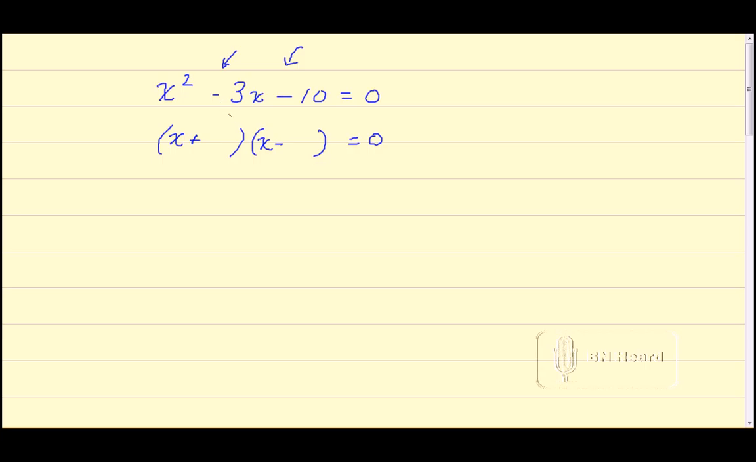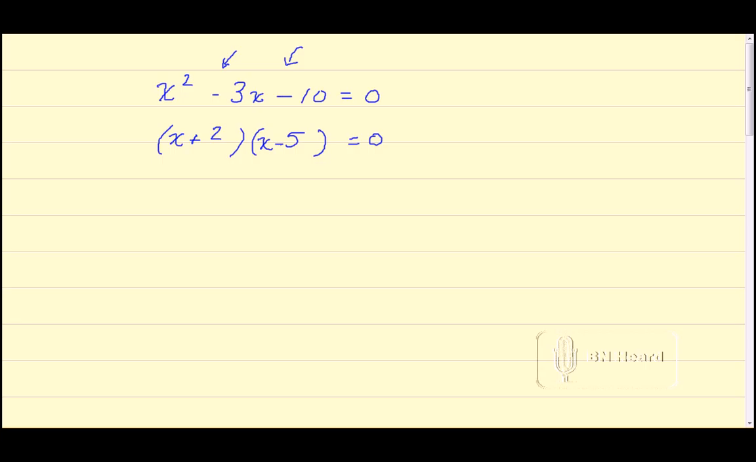Now, of course, those are 5 and 2 because 2 times 5 is 10 and they have a difference of 3. But you have to be careful here because our x plus needs to be 2 and our x minus needs to be 5, because when you multiply those back through, they will give you a negative 3x.